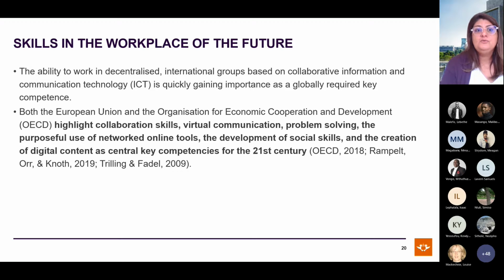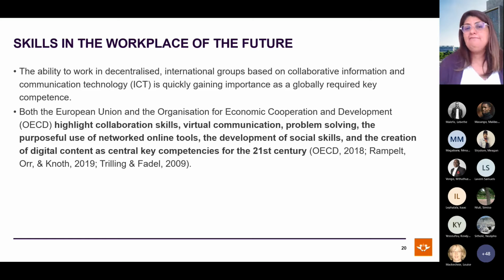So these skills in terms of the workplace of the future have been identified, for example, the ability to work in decentralized international groups based on collaborative information and communication technology. That is exactly what COIL is.